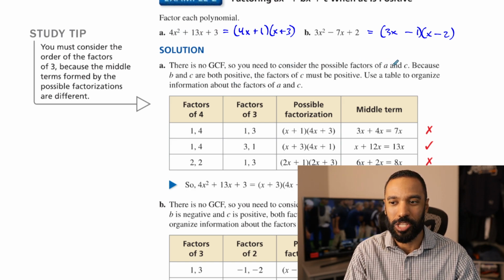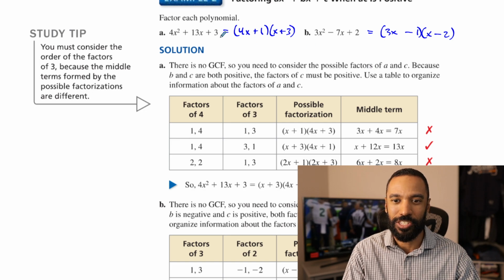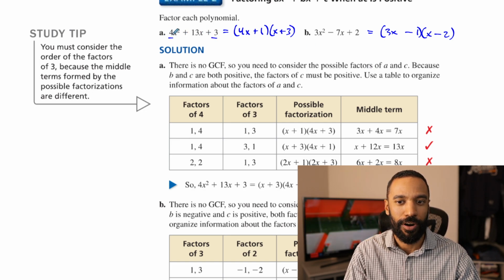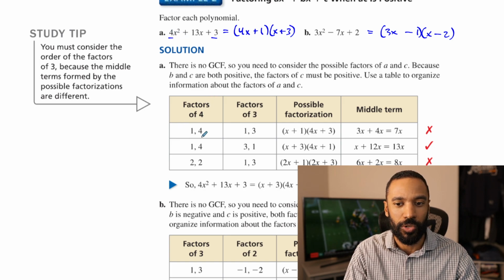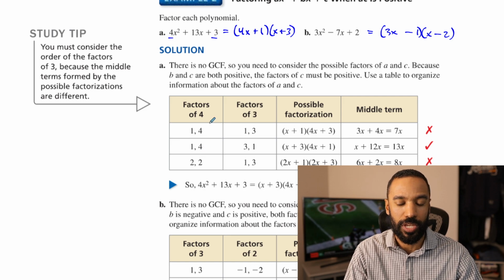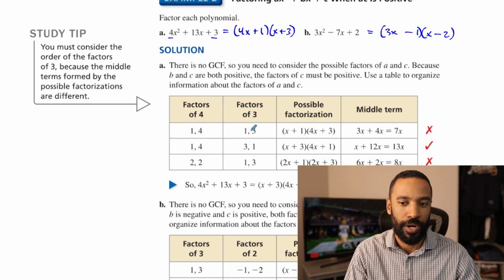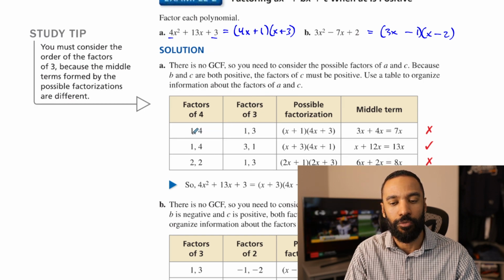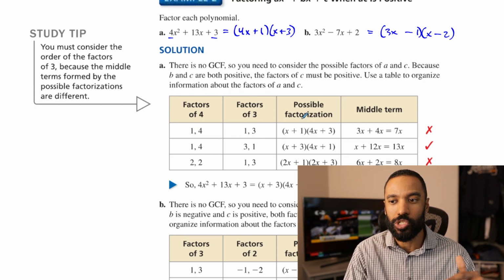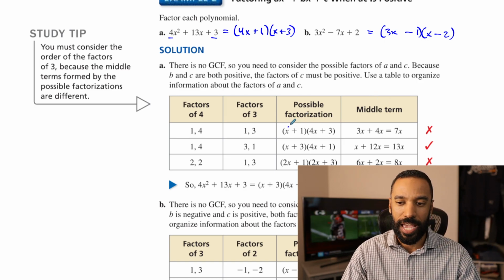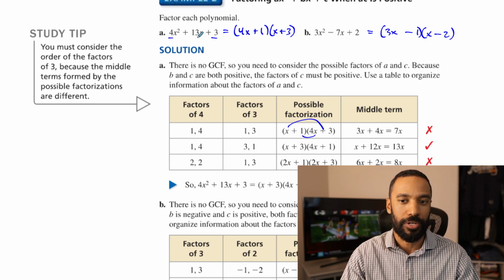So you need to consider the possible factors of A and C, A being 4 and C being 3. The factors of 4 are 4 and 1, and 2 and 2. And you notice this right here, they say 1 and 4 and 2 and 2. Same idea. The factors of 3 are 1 and 3 only. But what we have to do is look at all the possibilities of what factors here can lend it so that when we FOIL, when we do the outside times the inside and add things up, we actually end up getting 13x in the middle.